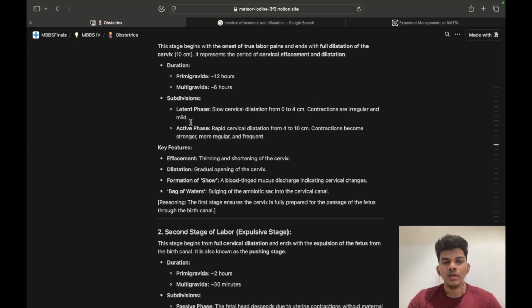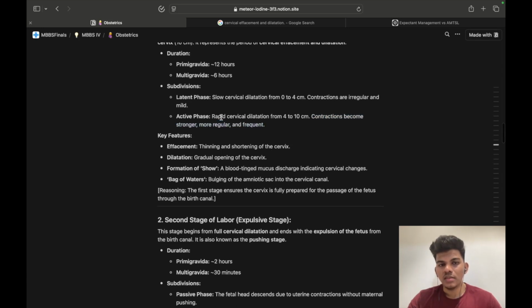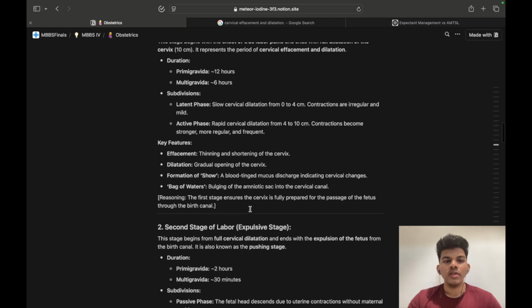This one is different. In the active phase, there is rapid cervical dilatation from 4 to 10 centimeters. So the maximum is 10. Contractions become stronger, more regular and frequent. So that is the active phase of the first stage of labor.